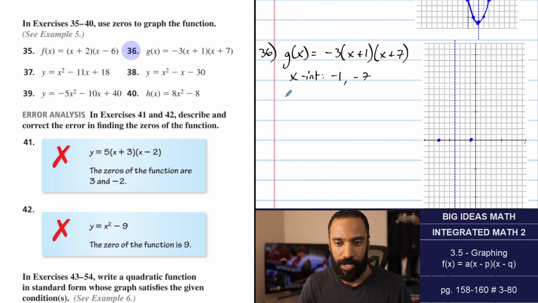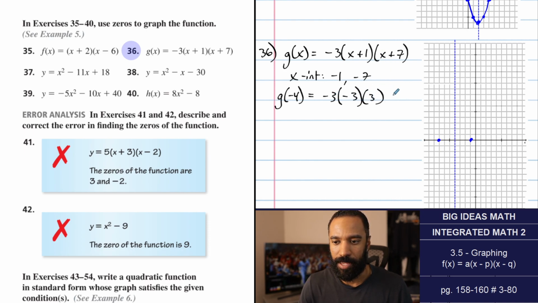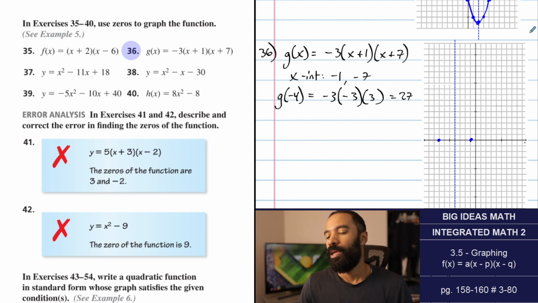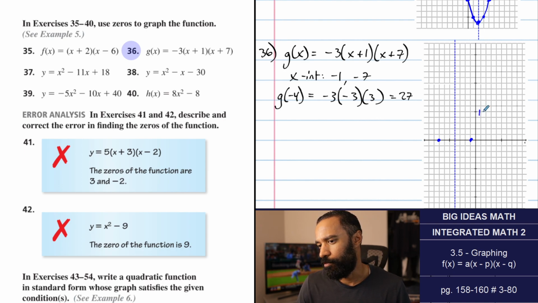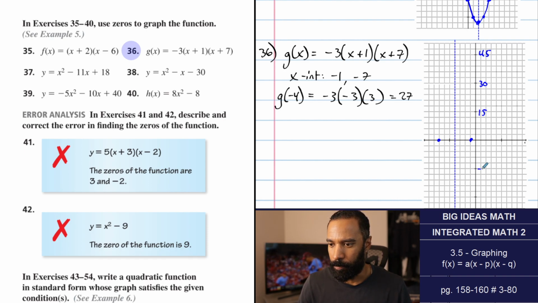Axis of symmetry is x equals -4, so g of -4 is -3 times -4 plus 1 times -4 plus 7. 9 times that is 27. Now I can't fit that unless I go by threes, just to work my stretch factor here. So 15, 30, it's not going to go quite as tall as this, 45, and -15, -30, -45, as these just go by ones, or 5 and -5 and stuff like that. Okay.